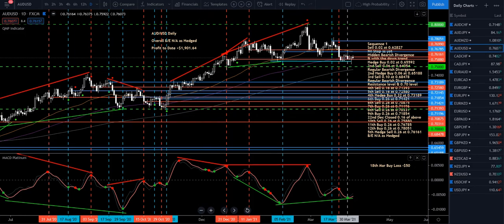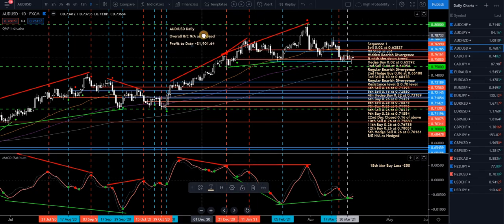I've got an old sequence starting way back here. It's only the one sequence. As you can see, break even, not applicable as hedged at the moment. I had a buy in here on the 18th of March, took a buy on this pair, on this signal here. It lost me $50, not the end of the world.